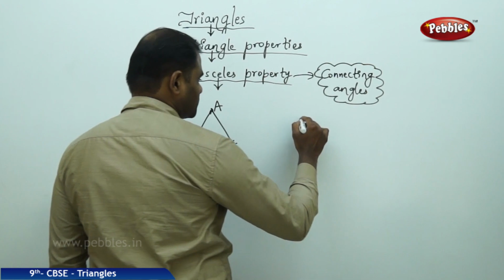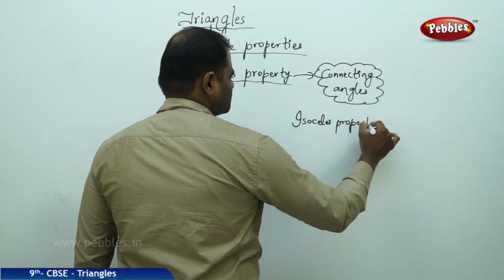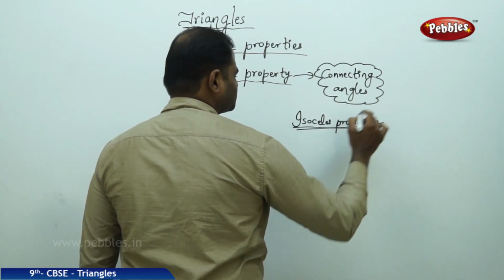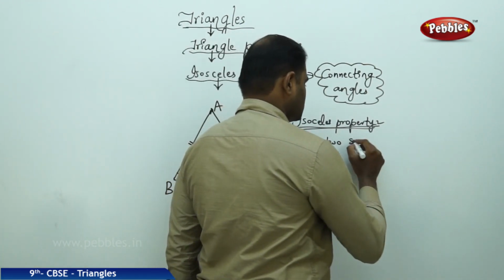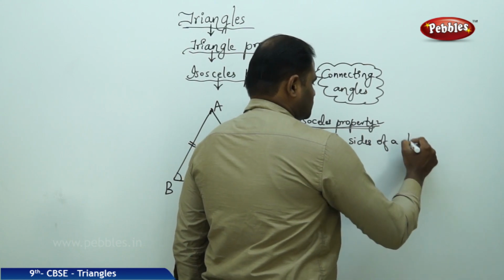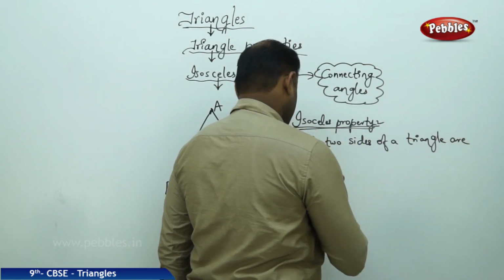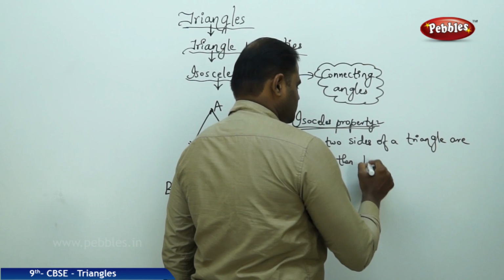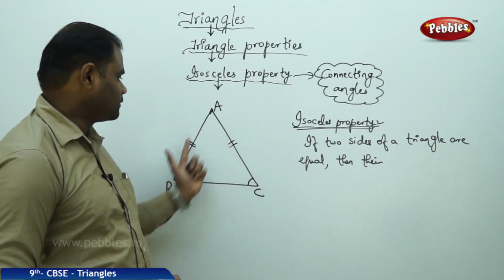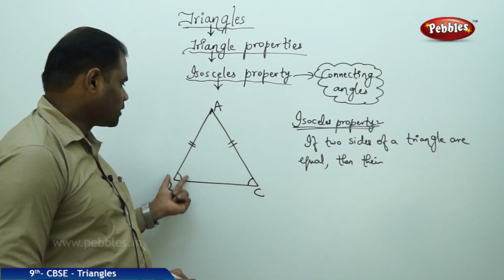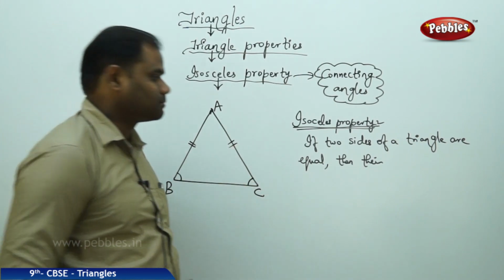Therefore, the isosceles property here states that if two sides of a triangle are equal, then their corresponding angles must be equal. That is, if this side equals this, then this corresponding angle of this side must be equal to this corresponding angle of this side.